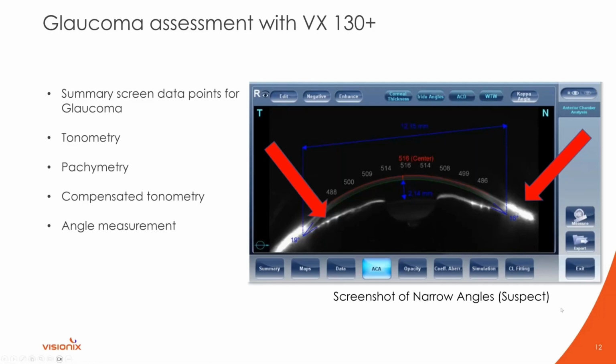The displayed picture is a great example of narrow angles. Talk about quick, efficient, and more accurate than the Van Herrick.